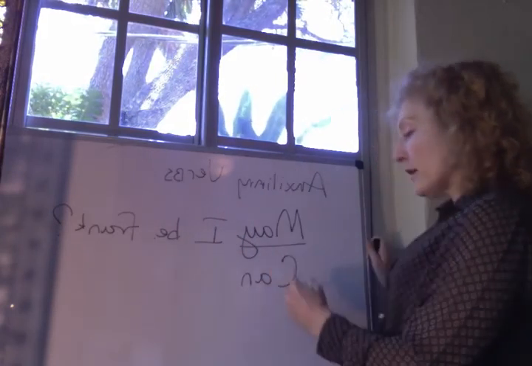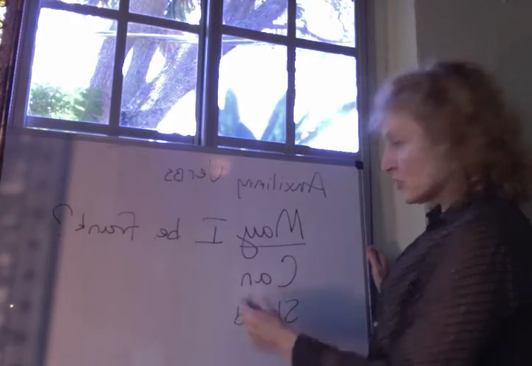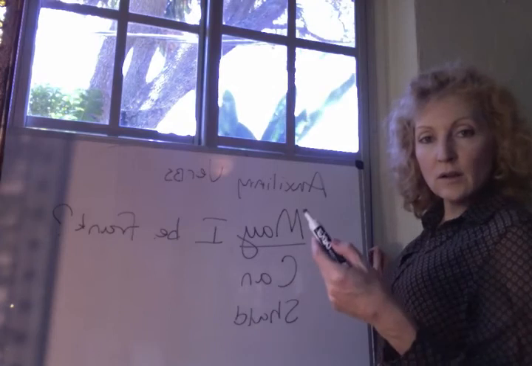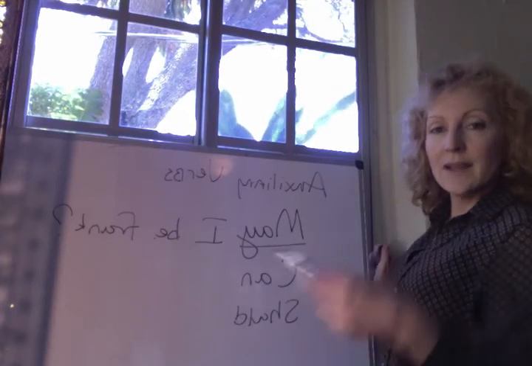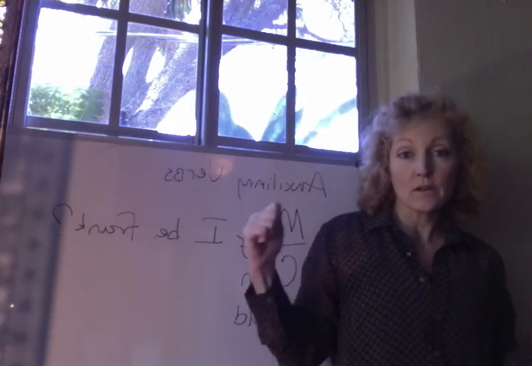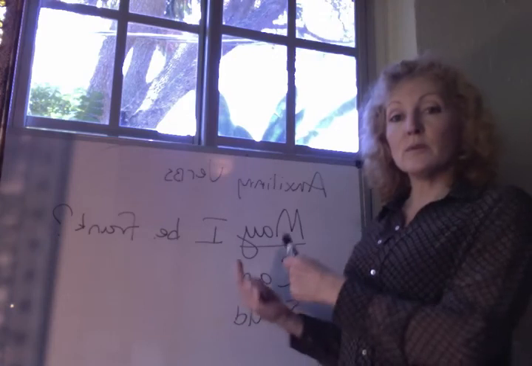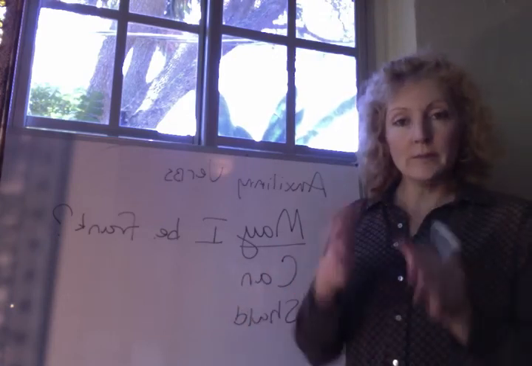What else could you have here? Should. "Should I be frank?" Could, would. Right, so all of these guys that can appear in this position, you know they are auxiliary verbs. If you're wondering whether something is an auxiliary verb, try to put it in this position. If you can, your answer is yes.